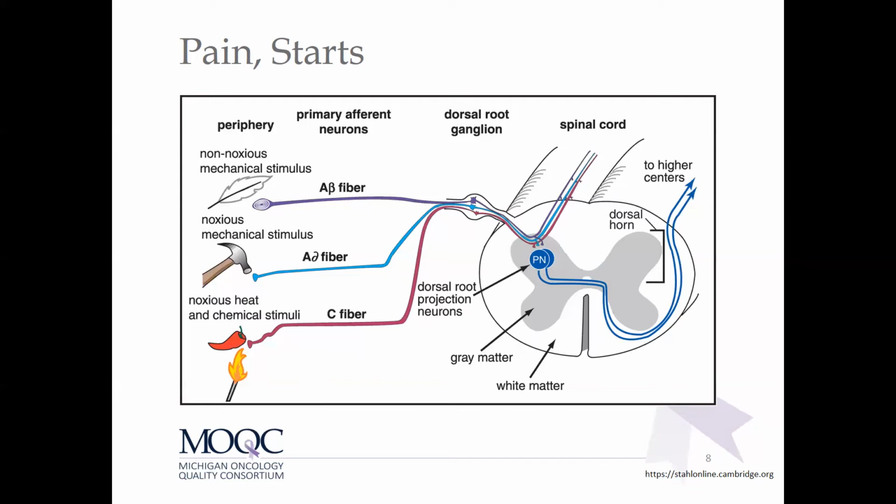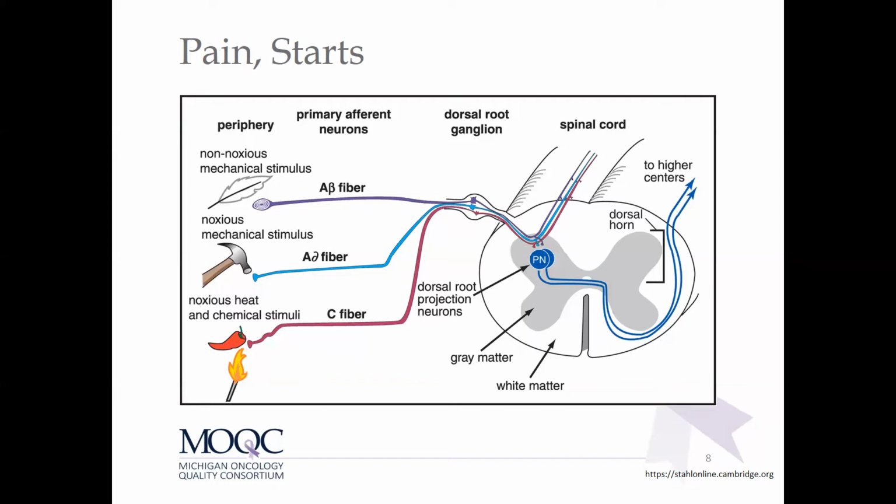So what ends up happening, regardless of which receptor is involved, is that the detection of a noxious stimulus occurs at one of these peripheral terminals of the primary afferent neuron. So that's the first neuron that's coming in, and then the fibers will respond differently to different stimuli. A beta fibers respond only to non-noxious stimuli. The A delta fibers respond to noxious mechanical stimuli and low levels of heat stimuli, and then C fibers respond only to noxious mechanical, heat, and chemical stimuli.